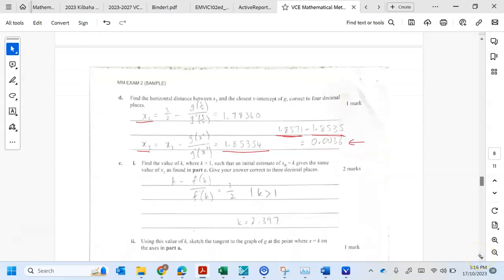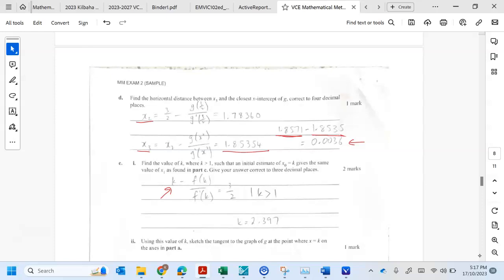Find the value of k where k is greater than 1, such that initial estimate of x0 equals k gives the same value of x1 found in part C. Give your answer correct to 3 decimal places. All right, so here we don't know our initial value. So I'm actually quite glad this question's in here, because this is another way of using Newton's method of approximation.